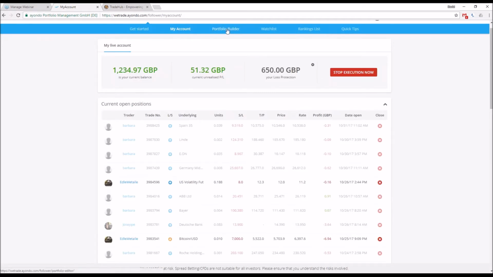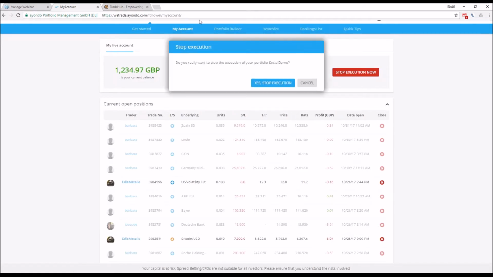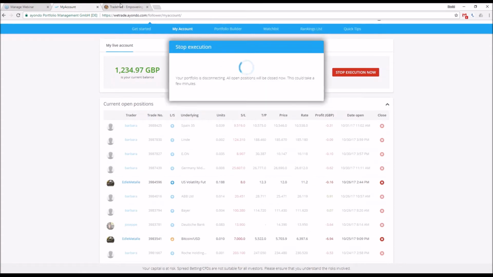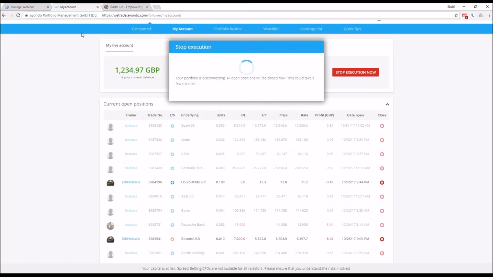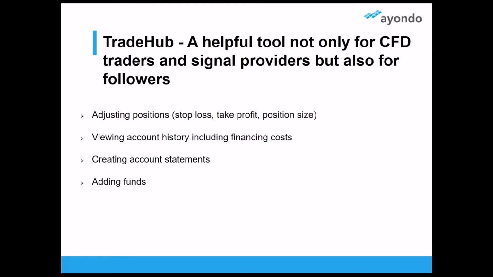Okay, and it's as easy as that once it's done. I think I stopped it halfway through there, sorry. So the trades will be, there we go. So all the trades now, you can switch this confirmation window off, are all getting closed on my account. And there are a fair few trades in there. So it will take a while to go through.